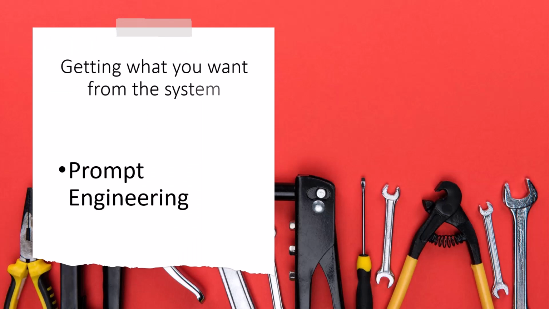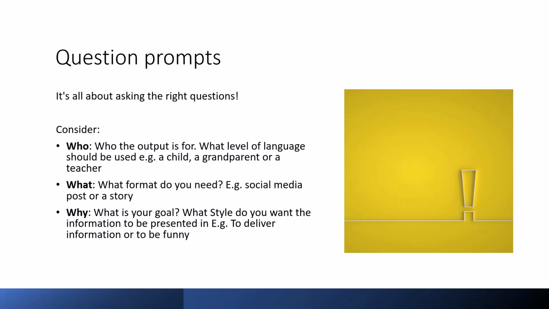So I just want to touch briefly on how we can start to use and engage these systems, which you might have heard called prompt engineering. It's all about asking the right questions. So we need to consider who the output is for, and what level of language should be used. Is it for a child or a teacher or a grandparent? What format do we want the structure of the output to be? Is it for a social media post, or is it a story? And why do we want this information? What is our goal? What style do we want the information to be presented in? Is it to deliver information, or is it to be funny?